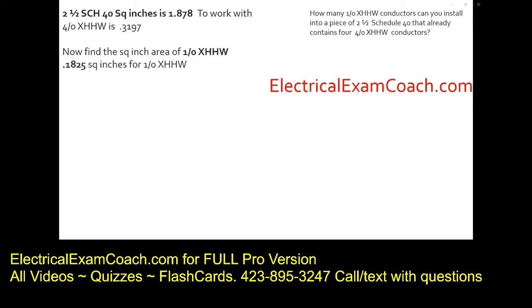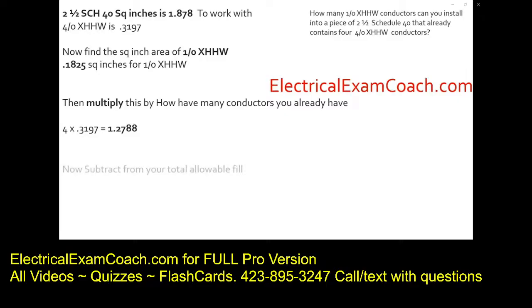And it's 1/0 XHHW. Now we can start all over. We multiply by how many conductors that we already have. We have 4 multiplied by the value for a 4/0, and that gives us this number. Then what we're going to do is take our total area that we were able to fill and minus what we have, and that lets us know what we have remaining left to fill.